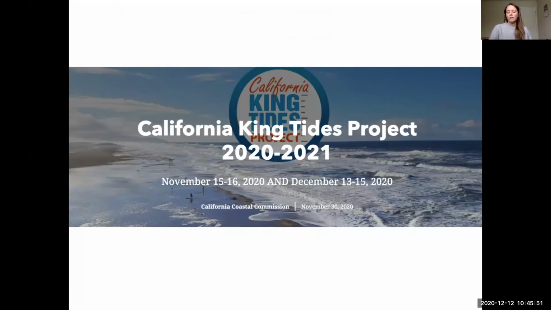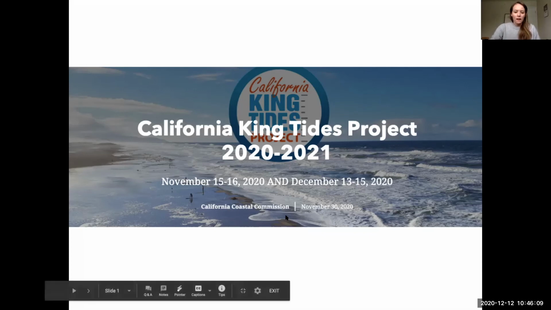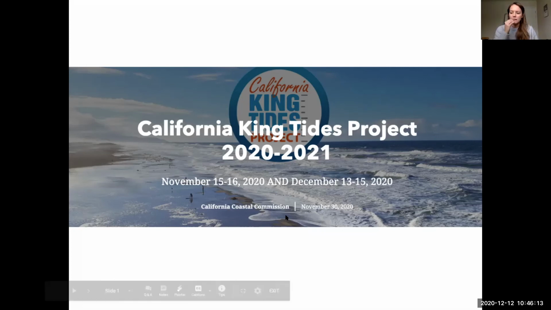And so the California King Tides project happens every year. And this year, the king tides were November 15th and 16th, and then December 13th through 15th. So hopefully this presentation springboards you to go participate and explore. It's a project that's managed by the California Coastal Commission, but it was launched technically in 2010.